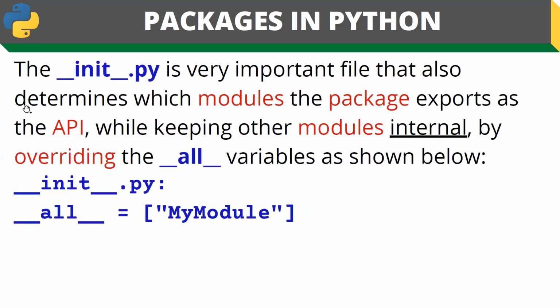The __init__.py is a very important file that also determines which modules the package exports as the application programming interface, the API, while keeping other modules internal, by overriding the __all__ variable, with double underscore prefix and suffix, as shown below. So in __init__.py, you can define __all__ equal to, for example, the name of your module. Let us assume my_module.